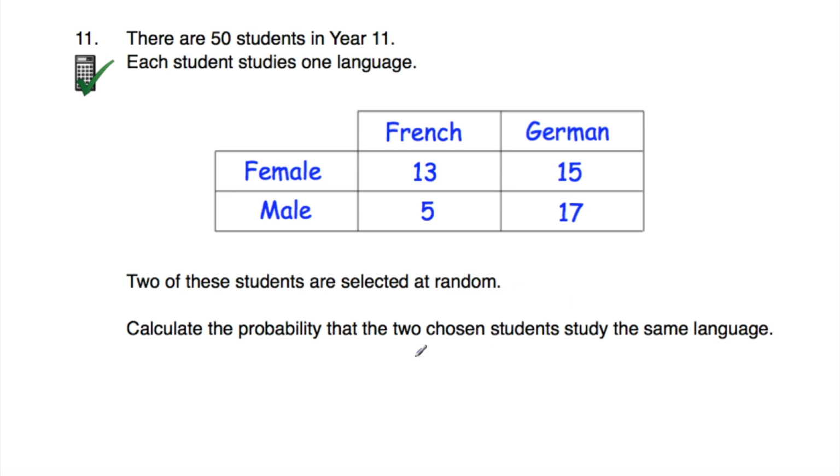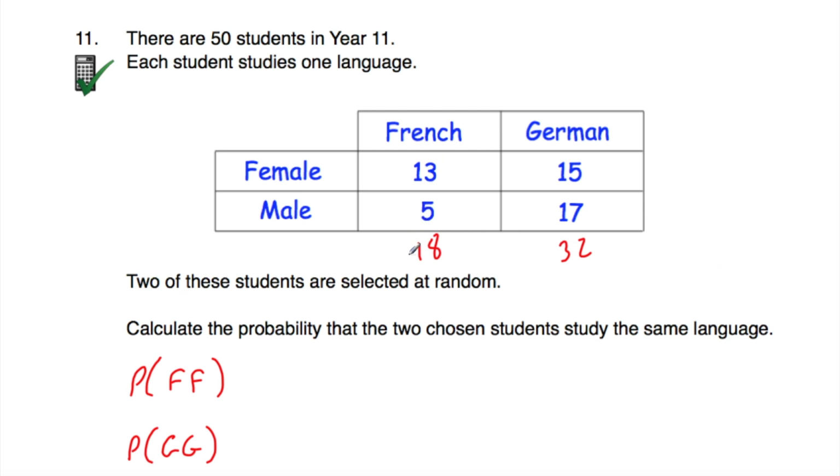So we want to find the probability that the 2 students selected at random study the same language. So we want to find either the probability that they both study French, so French and French, or the probability that they both study German, so German and German. So let's find the probability that the 2 students both study French. How many students study French altogether? Well, there's 13 females that study French and 5 males that study French. So altogether there's 18 students that study French. And in terms of German, 15 plus 17 is equal to 32. And what's fantastic there is that 18 plus 32 is equal to 50, so we know we've done that right.